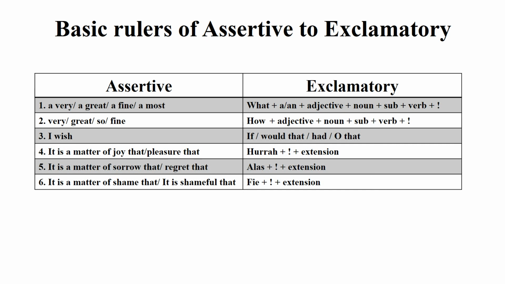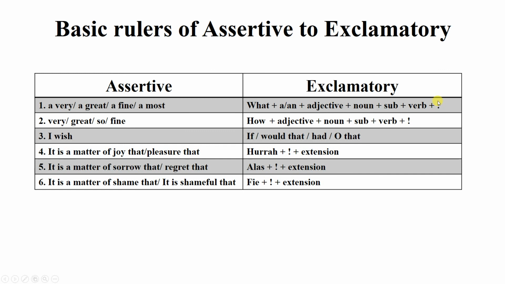Very first, I recommend you to pause the video and write down the basic rules of assertive to exclamatory in your exercise book. Just pause the video and write down the basic rules. The very first rule is, if any statement or assertive sentence contains a great, a fine, a most, then the answer will start with what, then a or an, then adjective, then noun, subject and verb, and then the note of exclamation.